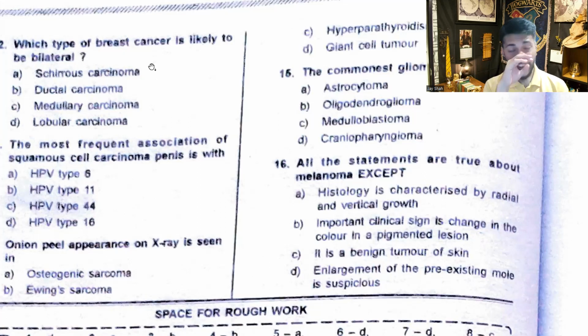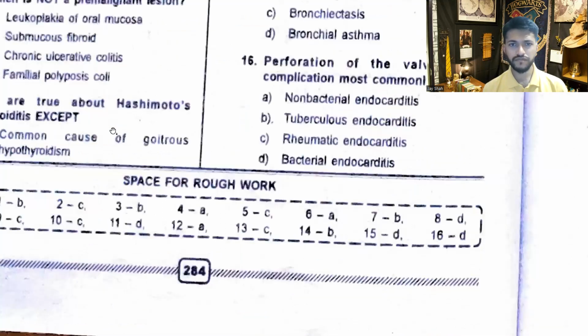Which type of breast cancer is likely to be bilateral? Now, there's an important statement which I'm going to tell you. Please remember it for the rest of your lives. It is important in surgery as well. Lobular carcinomas tend to be bilateral and multicentric. Remember it, right? Ram Vachan hai, isko yaad kar lo. Lobular carcinomas, bilateral, multicentric. Answer is D.